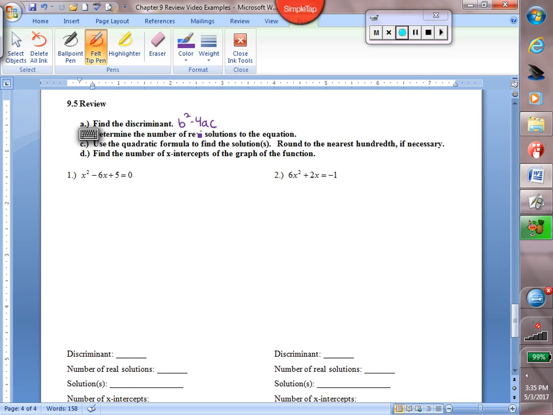After we figure out how many solutions we should have, then we use the quadratic formula to actually find the solutions. The entire quadratic formula is x equals negative b plus or minus the square root of b squared minus 4 times a times c, all over 2a. Also remember, the discriminant is the same piece of the quadratic formula we find underneath that radical, aka the square root.